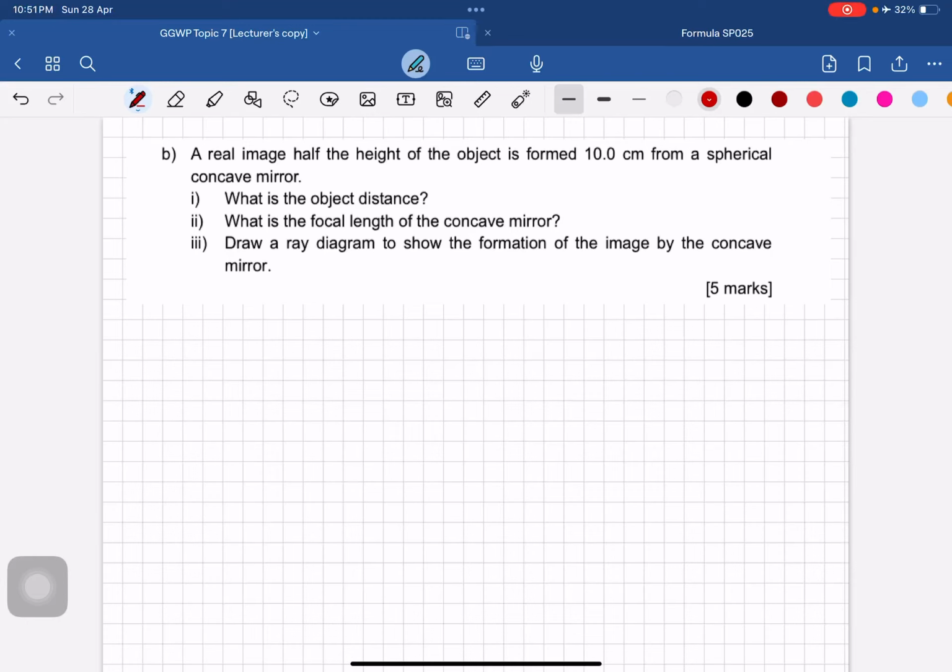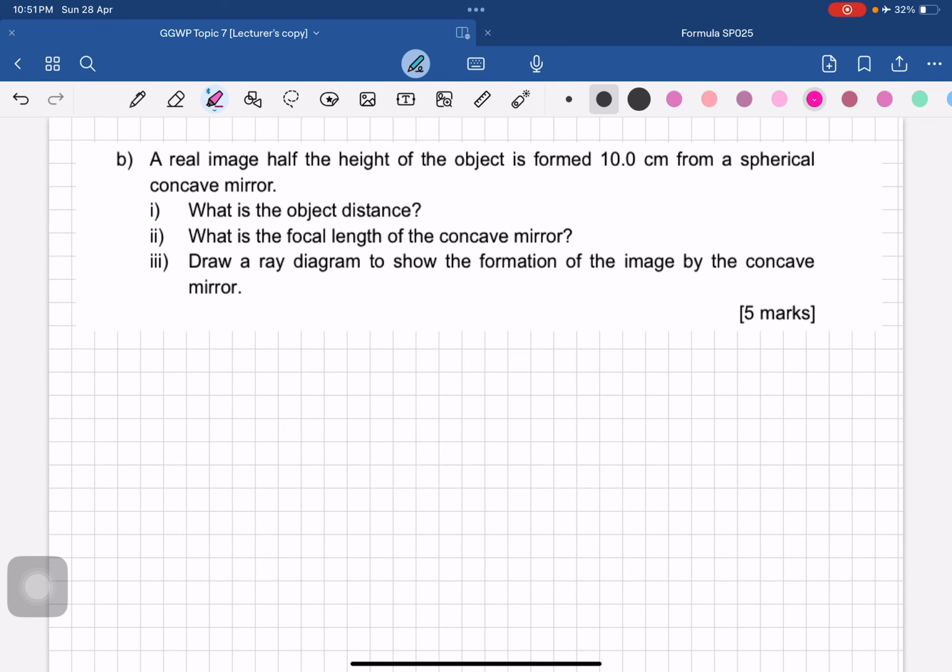Right, next one kita tengok 1B. So we have a real image. Okay, dimension sini dia real image. The real image, a real image half the height of the object. So dimension sini, height of the image is half the height of the object. So if we were to write that mathematically, it is gonna be height of the image to be half of the height of the object. Macam ni. Okay. Lepas tu dia bagi tahu it is from 10 cm from a spherical concave mirror.